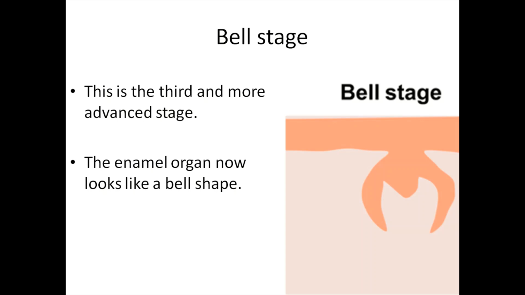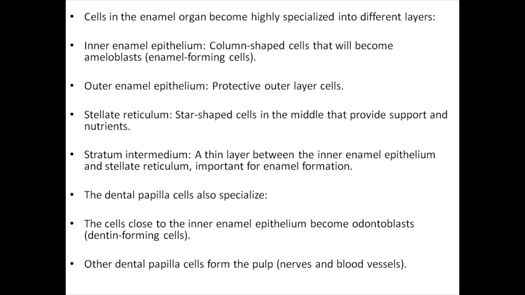Bell stage. This is the third and more advanced stage. The enamel organ now looks like a bell shape. Cells in the enamel organ become highly specialized into different layers. Inner enamel epithelium: column-shaped cells that will become ameloblasts, enamel-forming cells.